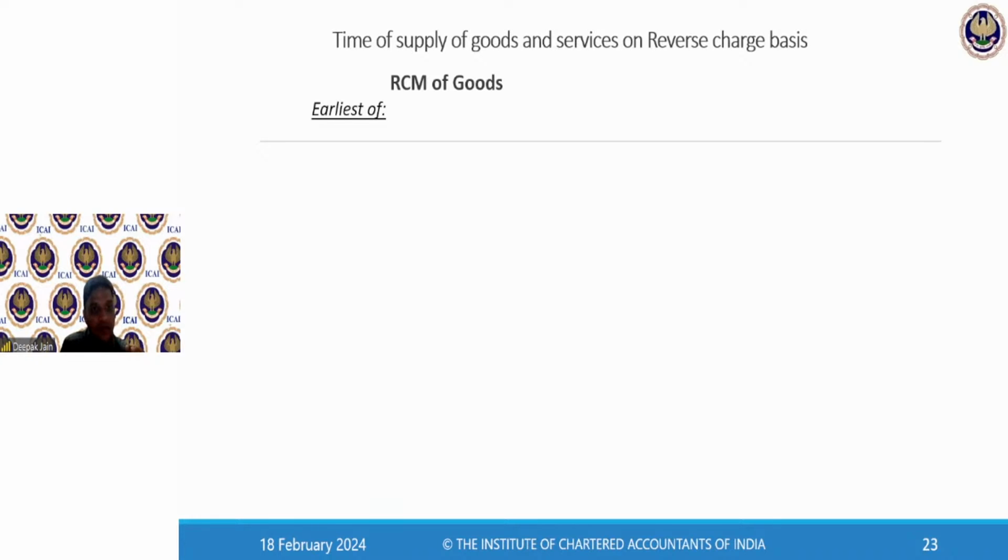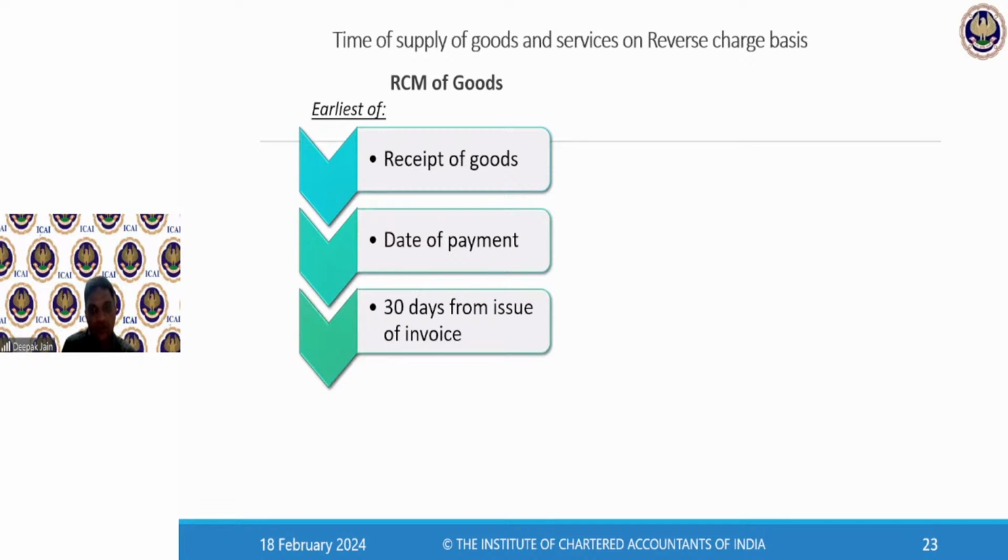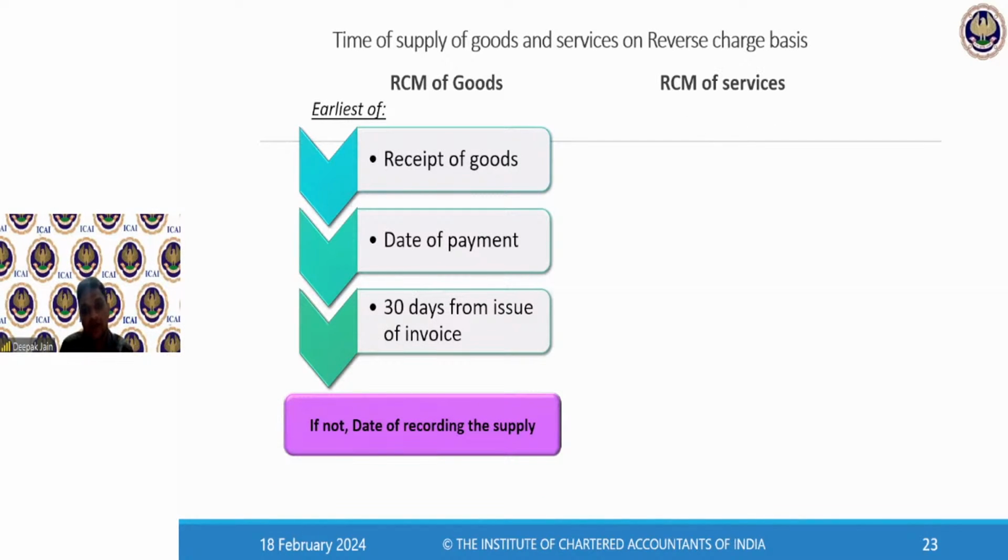For RCM for goods, it says earliest of receipt of goods, or date of payment, or 30 days from the date of issue of invoice. If not, then the date of recording the supply in the books of accounts. Now for RCM for services, it is earliest of receipt of goods is not there.